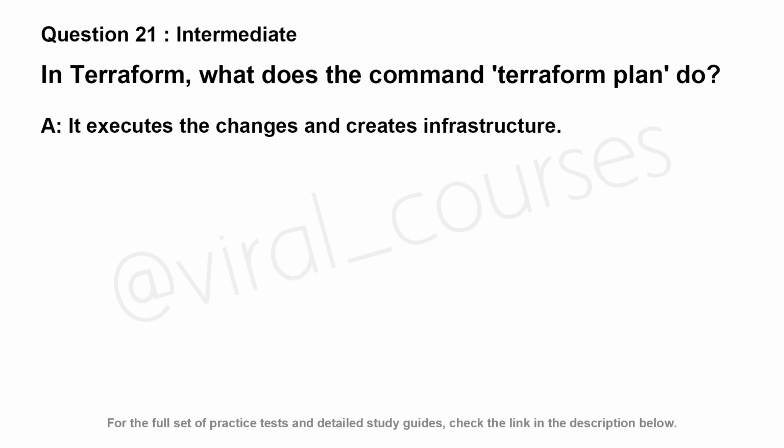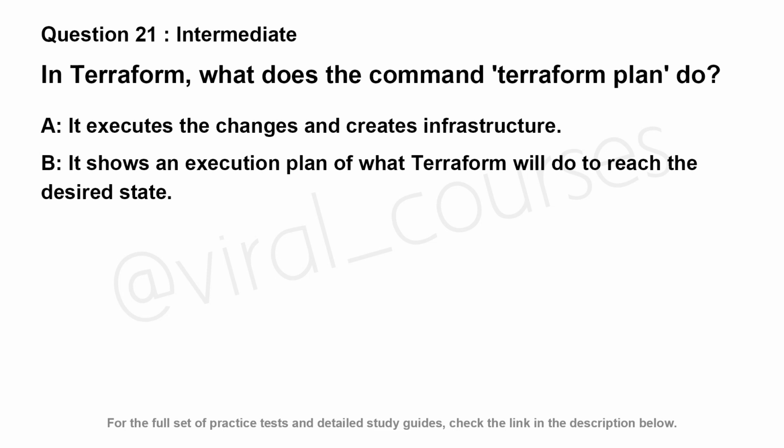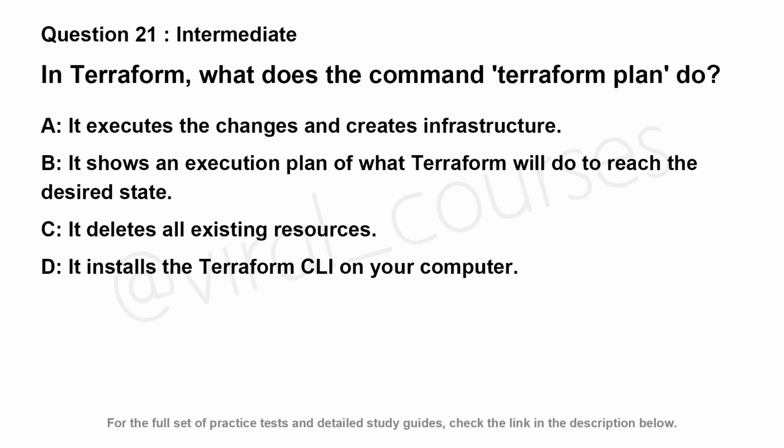In Terraform, what does the command terraform plan do? Option A, it executes the changes and creates infrastructure. Option B, it shows an execution plan of what Terraform will do to reach the desired state. Option C, it deletes all existing resources. Option D, it installs the Terraform CLI on your computer.